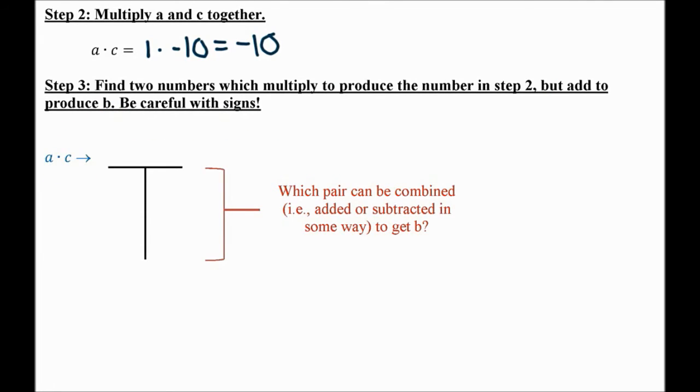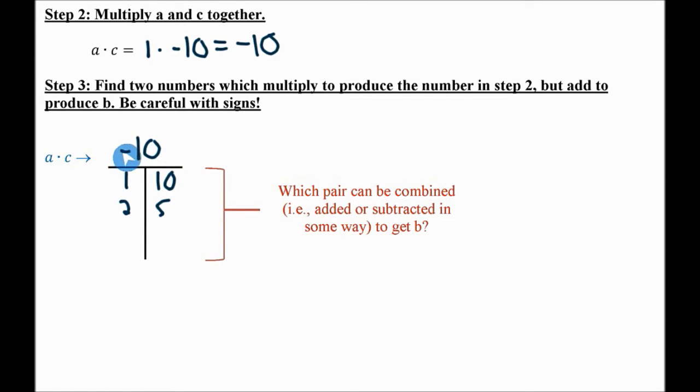So I take my A times C, I get negative 10 here, and I ask myself, what numbers can I multiply together to get 10? Now, let's forget about the negative for right now. Let's just focus on the 10. What numbers can I multiply together to get 10? So I'll do 1 and 10. Start there. 2 and 5. Well, actually, that's it. Those are our only two pairs.